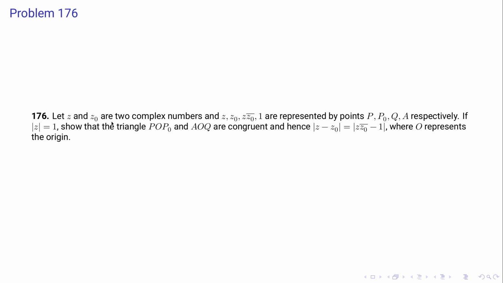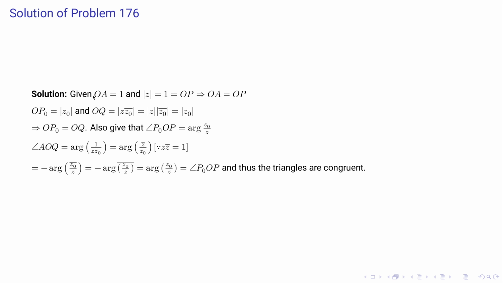Let Z and Z0 be two complex numbers, and Z0 bar and 1 are represented by points P, P0, Q and A respectively. If mod Z is equal to 1, show that the triangles POP0 and AOQ are congruent, and hence mod of Z minus Z0 is equal to mod of Z0 bar minus 1, where O represents the origin. So we are given that OA is equal to 1 and mod Z is equal to 1. So mod Z is OP, which implies OA is equal to OP.